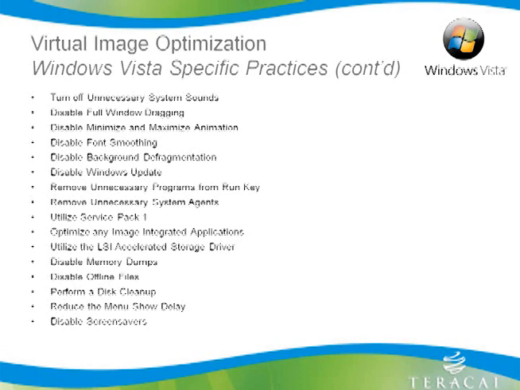Remove unnecessary programs from the run key. Remove unnecessary system agents. Utilize Service Pack 1. Okay, put the latest Service Pack that you can on Vista, and I think that's a little bit old. Optimize any image integrated applications. We're going to talk about that in a moment. Utilize the LSI accelerated storage driver. Again, if you have any other driver in there besides the LSI accelerated, especially in ESX, get rid of it. Use the newer one. Disable memory dumps. Disable offline files. Same thing as in Windows XP, but again, just like in Vista, these have larger impacts. Perform a disk cleanup, reduce the menu show delay, and disable all your screensavers.